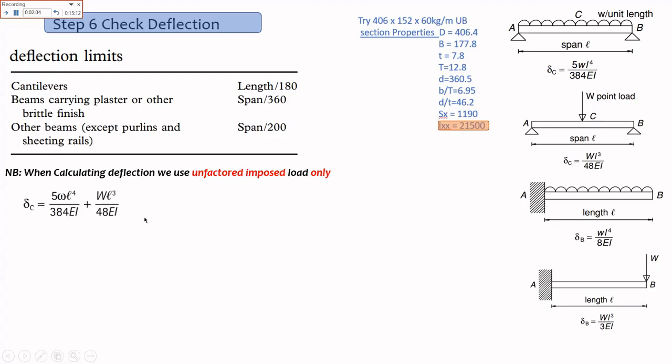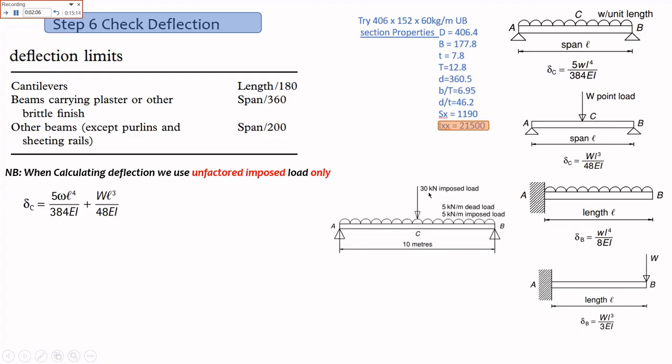So for our question, we had a beam with an imposed point load of 30 kilonewton and an imposed UDL of 5 kilonewton per meter. Remember, you're not going to use the dead load, and we're not going to factor this load. So this is the formula, because the beam has both a point load and a UDL. This is for the UDL, and this is for the point load.